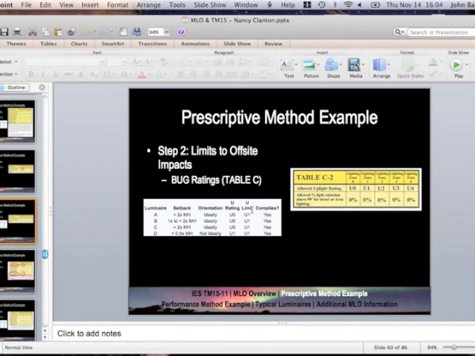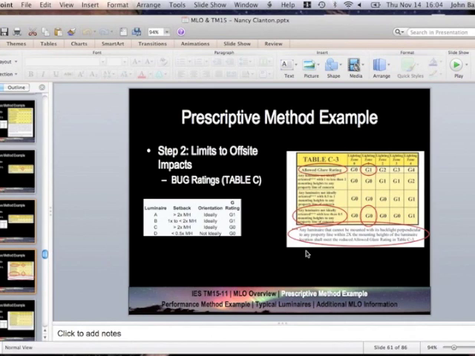Does it comply? Yes, because here's what the U ratings are and here's what the limits are. Because we're in lighting zone 1, we can go up to U1. And the ratings for the luminaires themselves are either U0 or U1. So yes, all the U's comply.